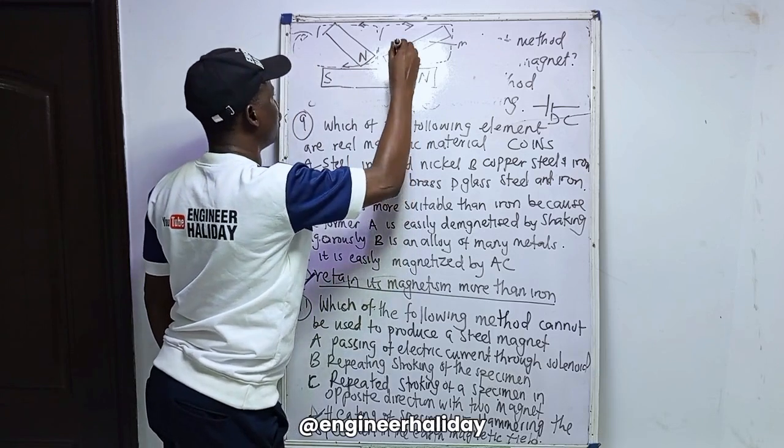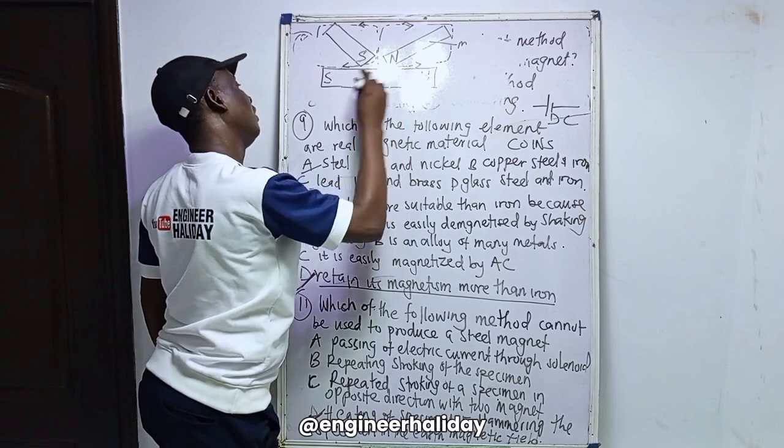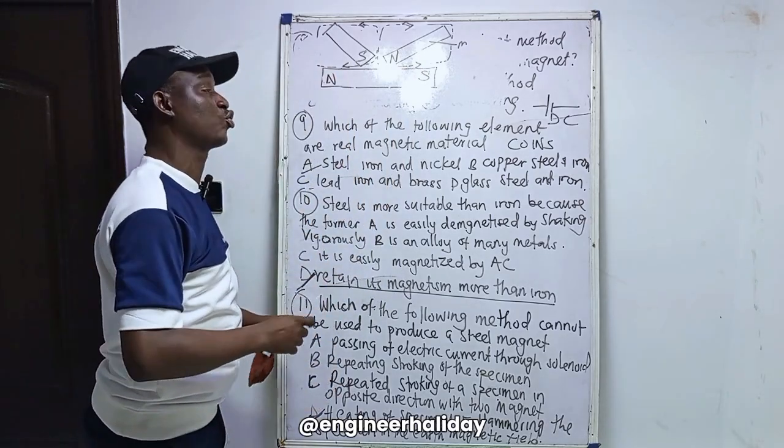What if I change this into north and south? That means this one will be south, while here will be north. That is double stroke for you. So I've explained double stroke and single stroke for you.